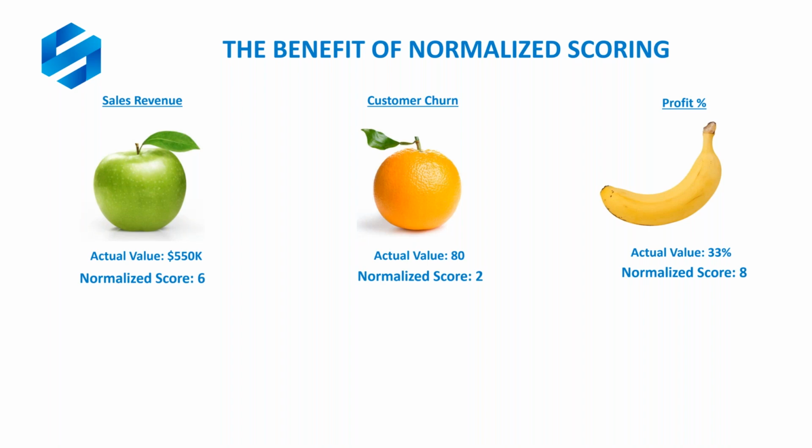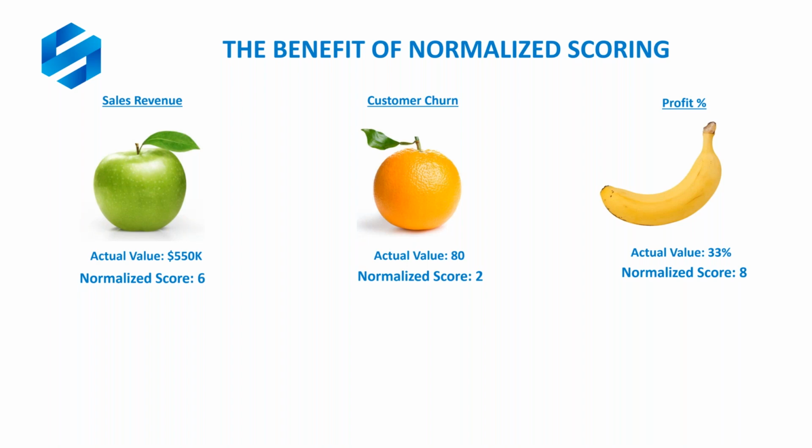So through Spider Impact, you can translate that $550,000 sales revenue to a normalized score number of 6, based on the scoring type that you assigned to sales revenue and the thresholds that you defined for that measure. Similarly, customer churn gets translated from an actual value of 80 to a normalized score of 2, because 80 is a lot of customers to lose, and so that's really poor performance. So it's getting a low normalized score.